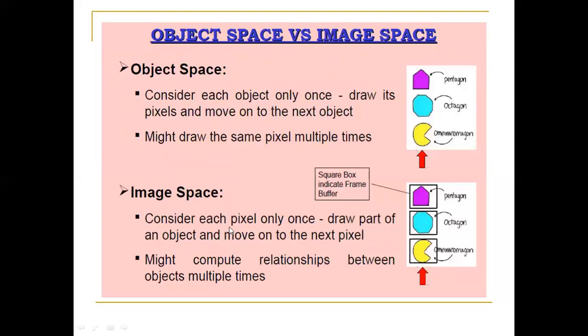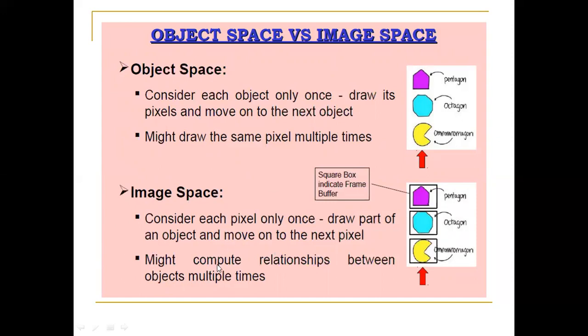Whereas in image space, we consider the pixels of the object one by one. The pixel which is visible will be displayed, and then we move on to the next pixel of the same object. Object space might draw the same pixel multiple times because we are drawing the complete object at once. In the image space method, we don't have this drawback because we are drawing pixel by pixel.